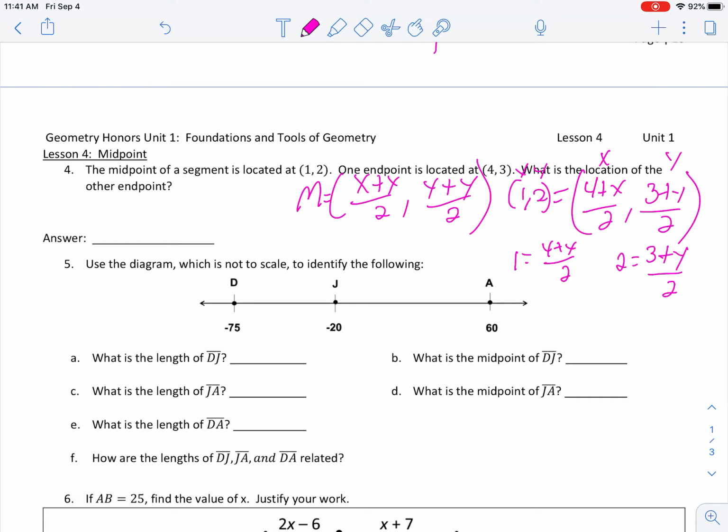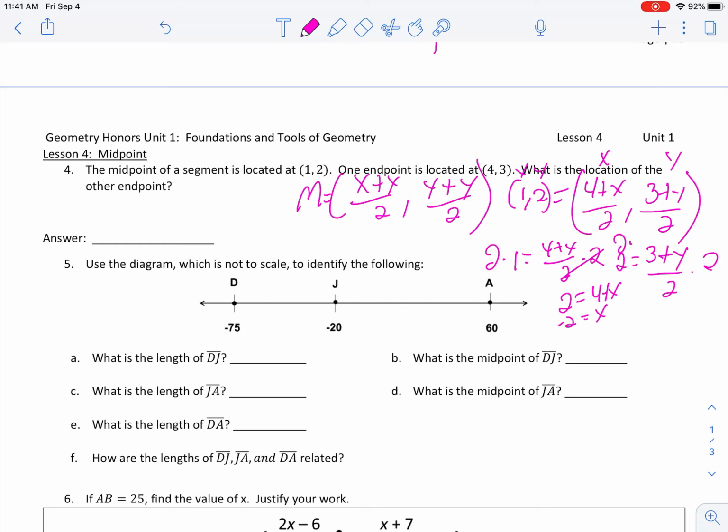So 4 plus what divided by 2 gives me 1. I'm going to solve this out by multiplying both sides by 2. Kind of running out of room here, going into the next problem. These 2's will cancel out. I'm left with 4 plus x. X gives me negative 2.